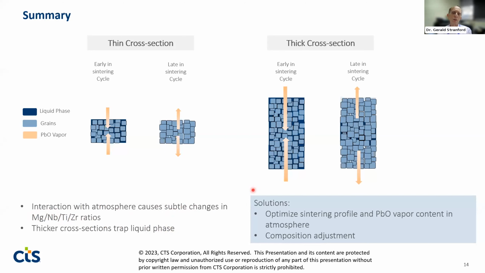So some of the things we're looking at, trying to see if we can mitigate this and get higher properties with the thicker cross sections, is optimizing our sintering profile and the lead oxide vapor content in the atmosphere during sintering. And then the other one that I've just started, so it's very early on, is looking at a slight compositional adjustment that might take into account a shift in these ratios in our actual grains occurring because of the presence of the liquid phase.